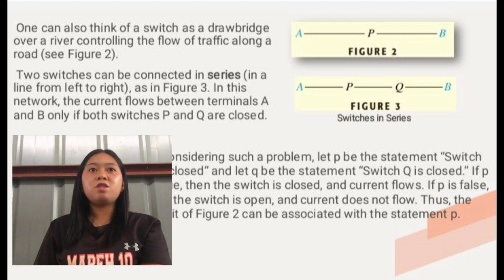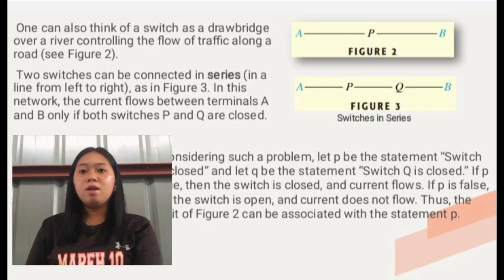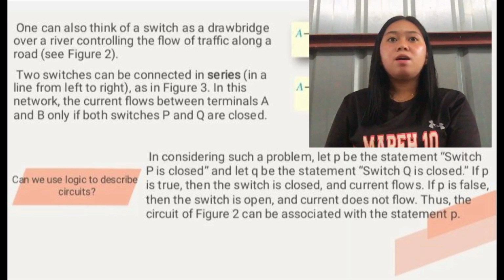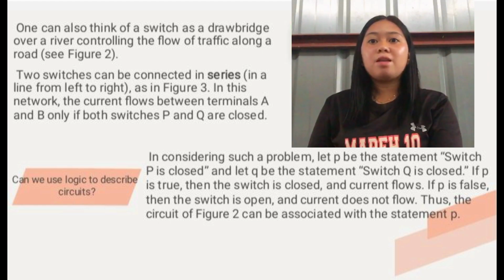Two switches can be connected in series, in line from left to right, as shown in figure 3. In this network, the current flows between terminals A and B only if both switches P and Q are closed. So, the question is, can we use logic to describe circuits? In considering such a problem, let P be the statement "switch P is closed" and let Q be the statement "switch Q is closed." If P is true, then the switch is closed and the current flows. If P is false, then the switch is open and the current does not flow. Thus, the circuit of figure 2 can be associated with the statement P.